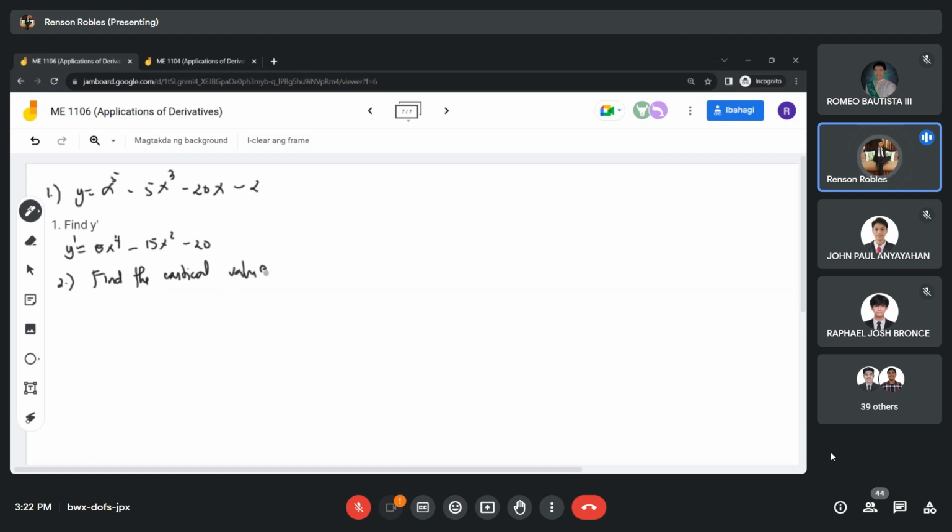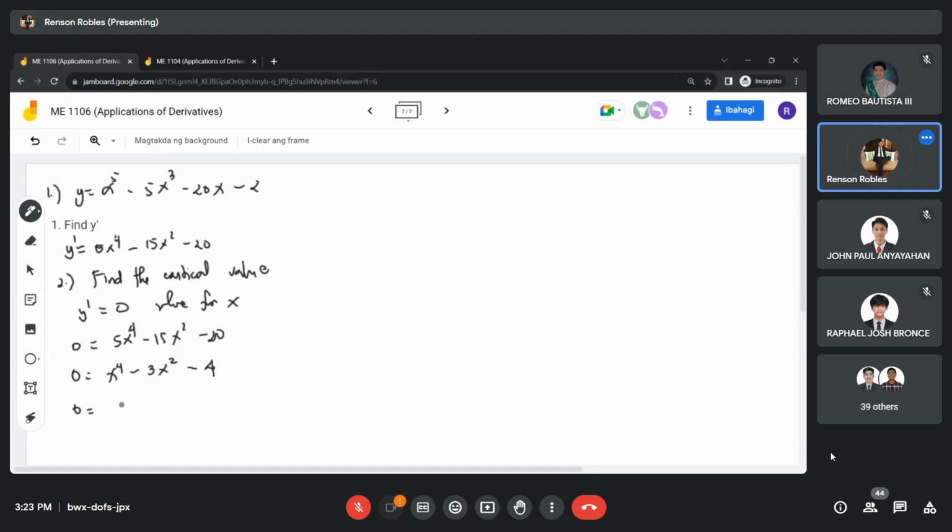Critical value, rather. So how do you get the critical value? Set y prime equal to 0. So 0 equals 5x to the 4 minus 15x squared minus 20. Then we can divide everything by 5, sorry. 0 equals x to the 4 minus 3x squared minus 4. And then you factor it out to solve for x. Okay, find the critical value by setting y prime equals 0, then solve for x.